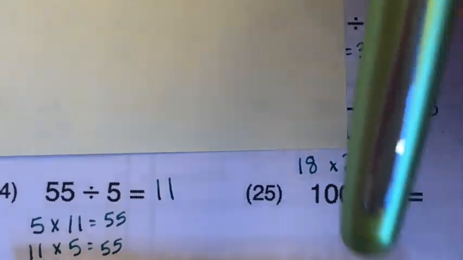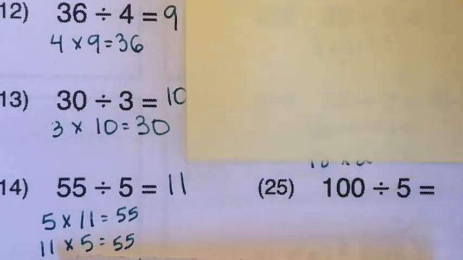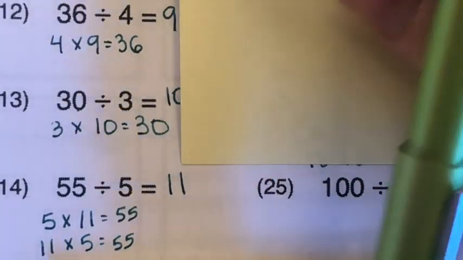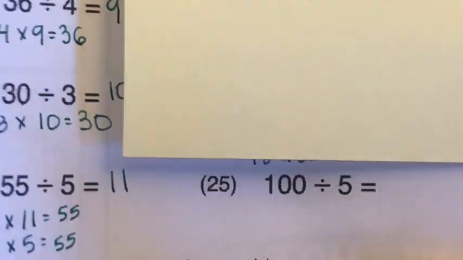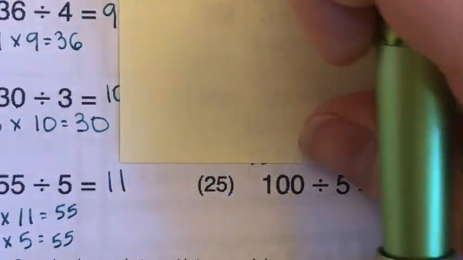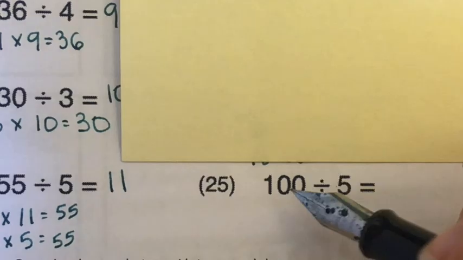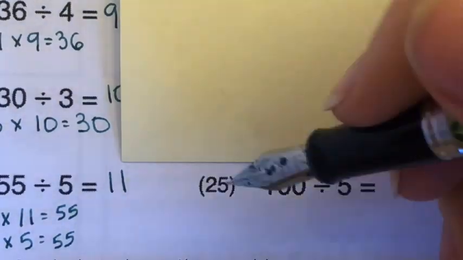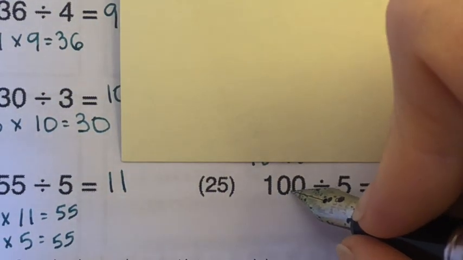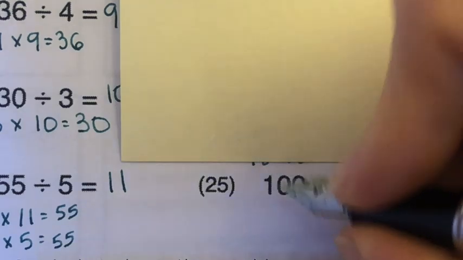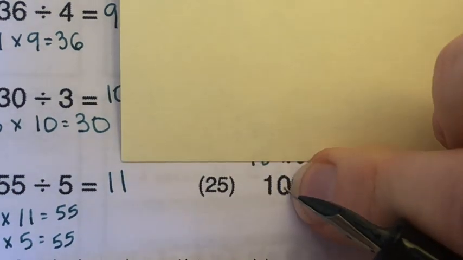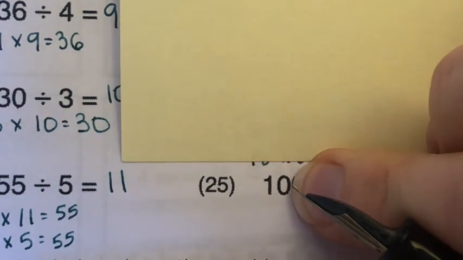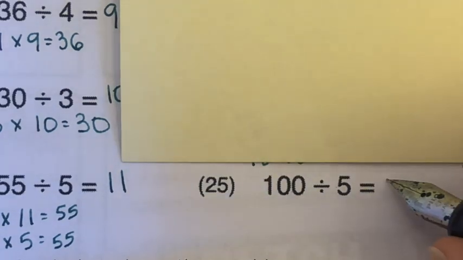Now, the next one. 100 divided by 5. I'm going to show you a trick for this one. Anytime you have, especially 100, 10, anything with 2 zeros on the end or 3 zeros on the end, you can do a trick to help you. So I'm going to pretend I'm working with 10, okay? What is 10 divided by 5? 10 divided by 5 is 2.